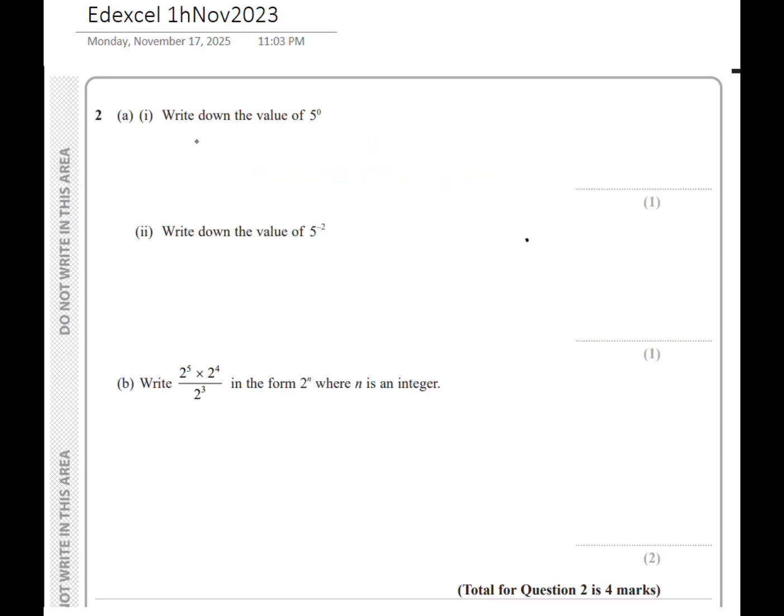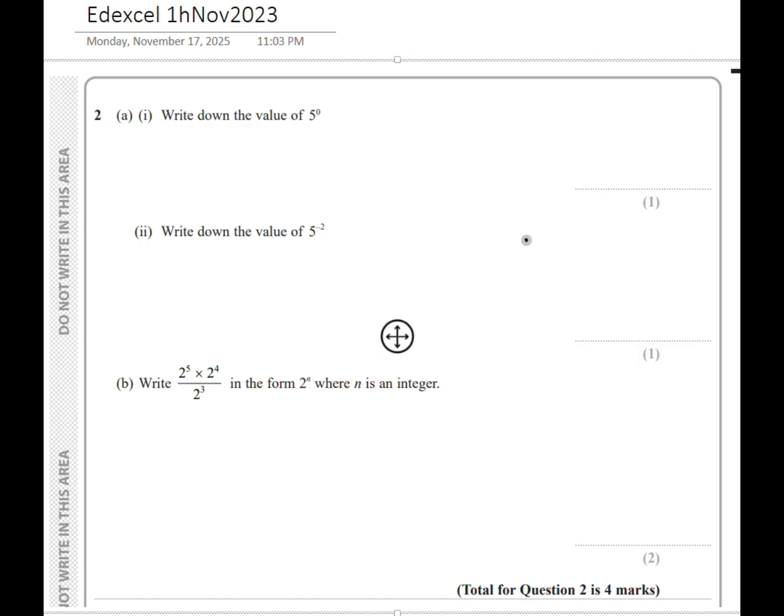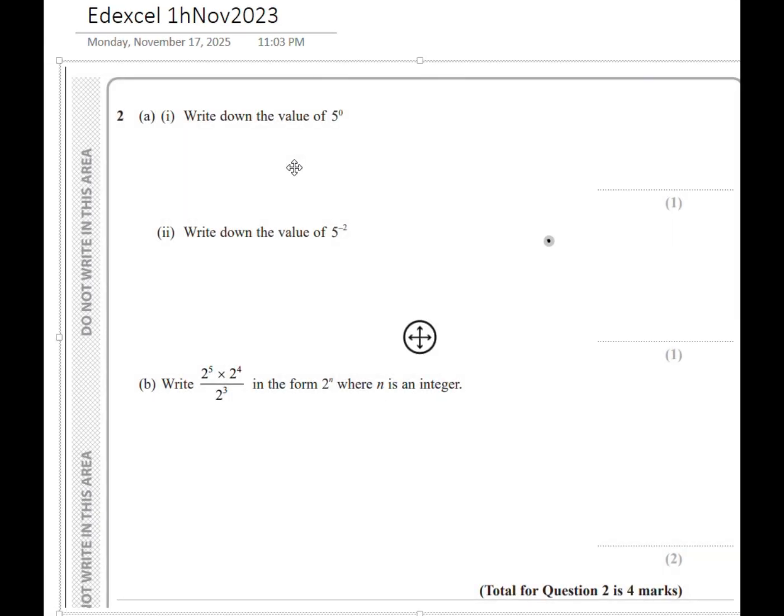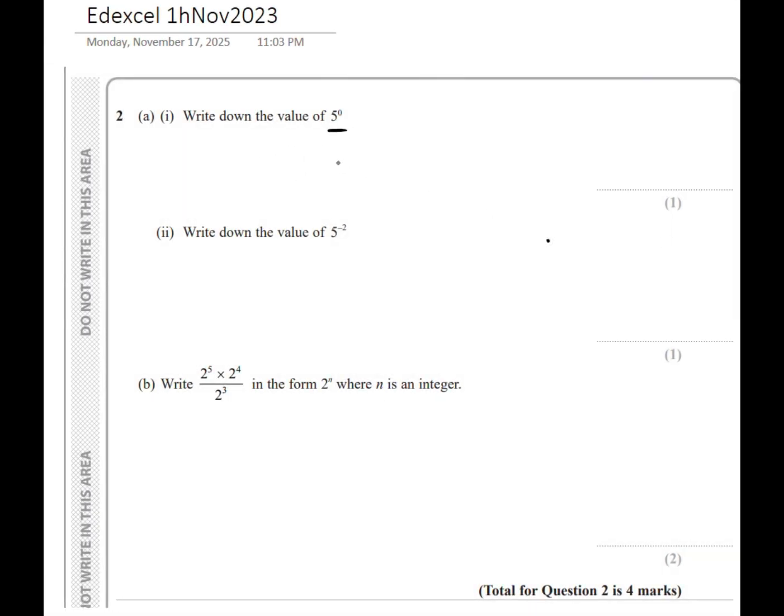Question 2. Part A, 1 says write down the value of 5 to the power of 0. Now, in this question we are going to be doing indices. So 5 to the power of 0: we are going to follow the law of indices that says any number with the power 0 is equal to 1. So 5 to the power of 0 is also going to be equal to 1.